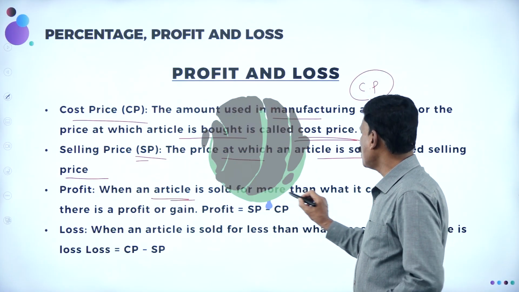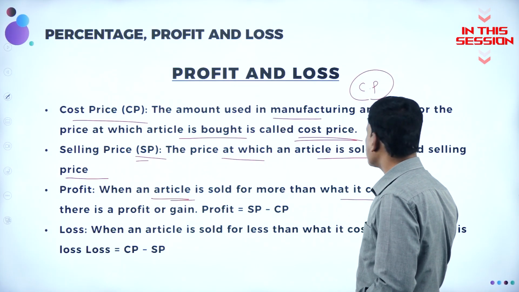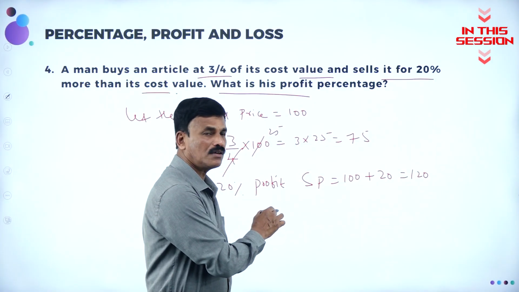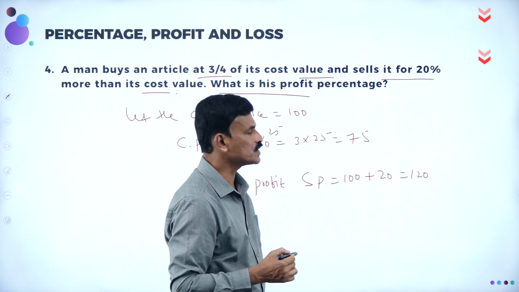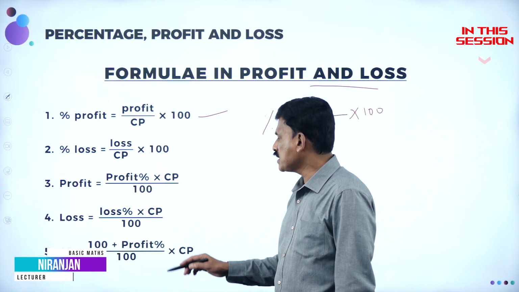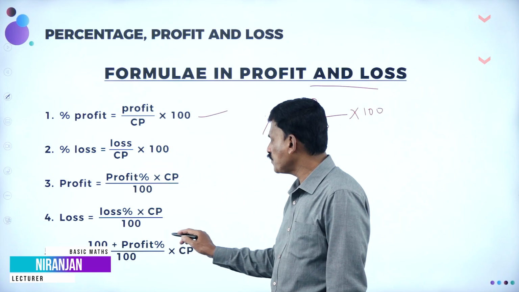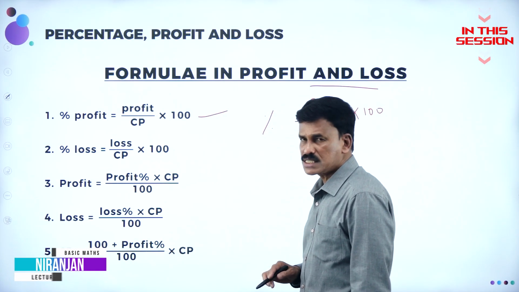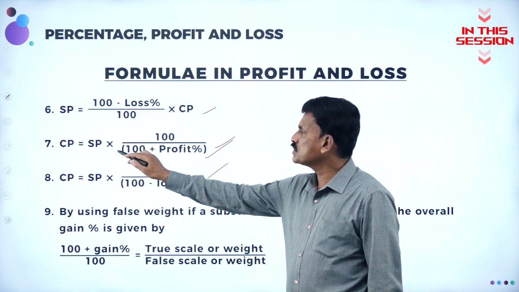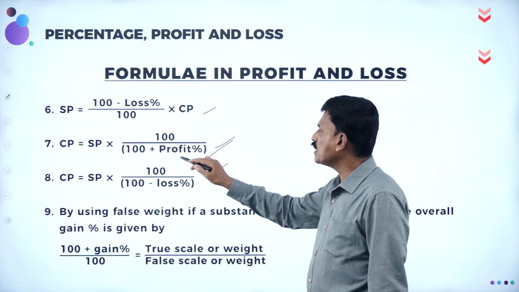When an article is sold for more than what it cost, we say there is a profit or a gain. At 20% profit, SP is equal to 100 plus 20, that's equal to 120. What is the selling price? Selling price is also equal to (100 plus profit percent) divided by 100 into CP. So if you know the profit percent, then you are going to use SP equals CP into (100 plus profit percent) divided by 100.